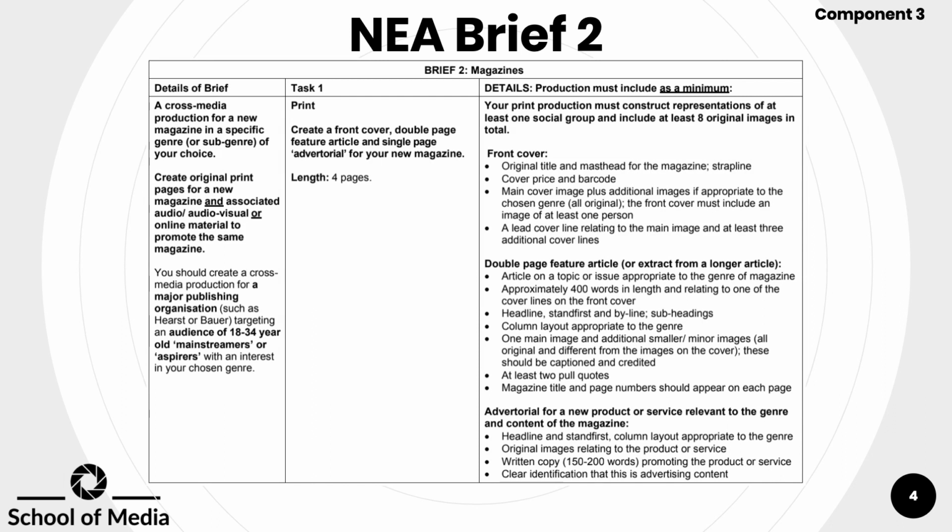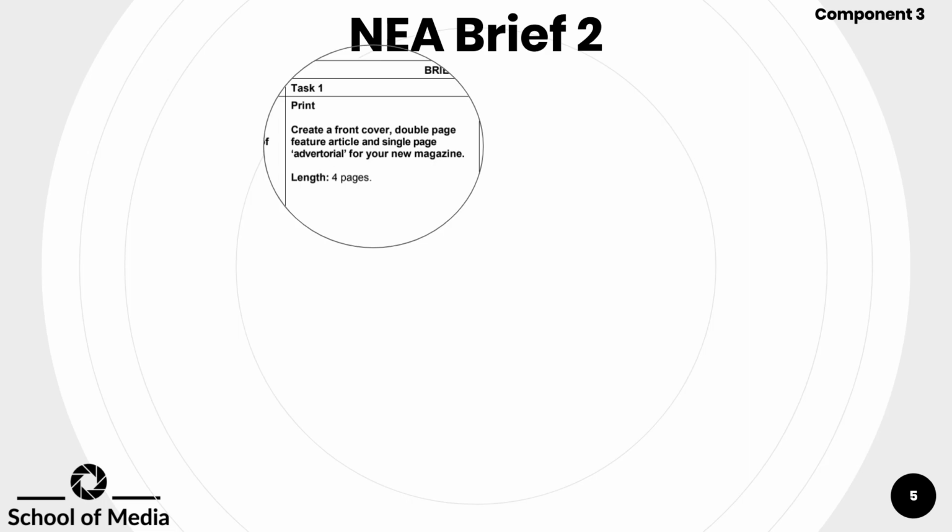We're looking at brief 2 here, okay? I've asked all of my students to respond to brief 2, option A, which we'll look at another day. But for task 1, this is the magazine brief. The main thing that we're really focused on here is this section here today, okay? Creating a front cover, double page feature article or double page spread, and a single page advertorial. There's a total of 4 pages there, and remember, there are 20 marks available just for meeting the brief, okay?